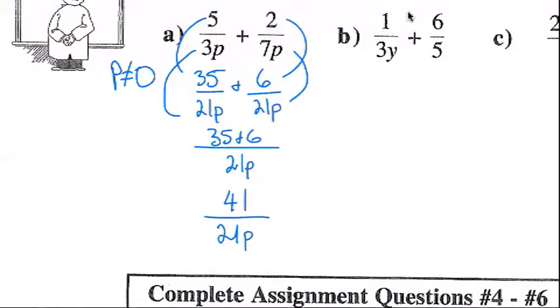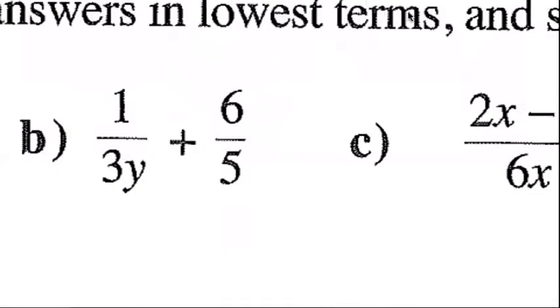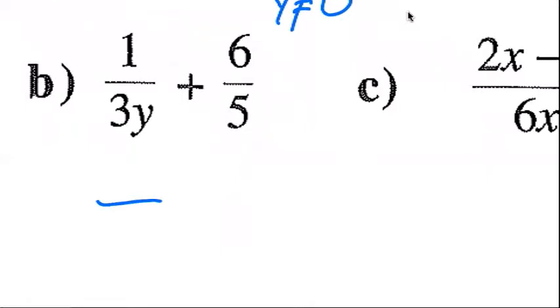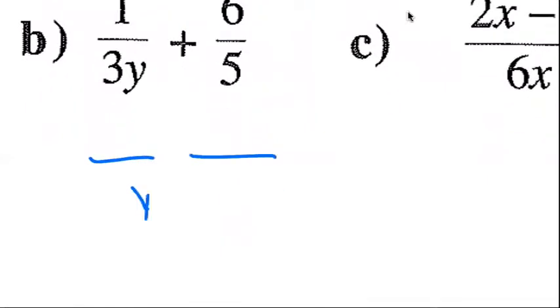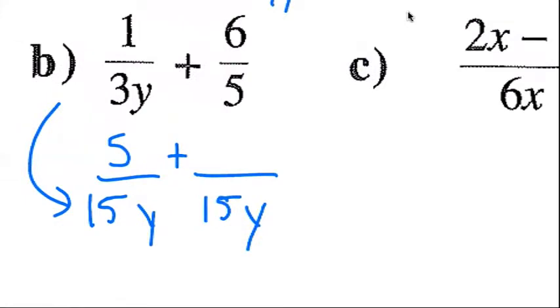Let's do B, and then we'll jump to D, and then we'll move on. Question B. My non-permissible value, y cannot equal 0. So therefore I say, well, my common denominator has to have y in it. And it also has to have 3 times 5 is 15. Well, what do I multiply 3y by to get 15y? I multiply by 5. So 1 times 5 is 5. What do I multiply 5y by to get 15y? 3. So 6 times 3y is 18y.